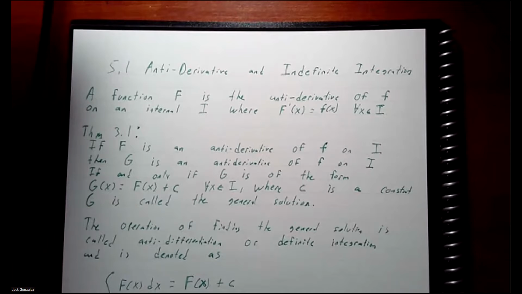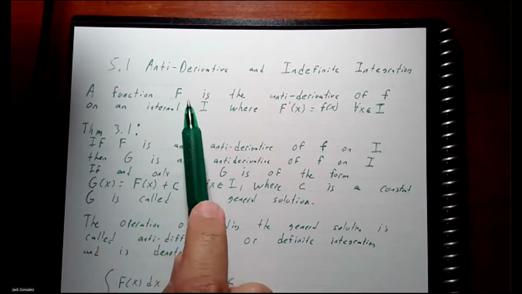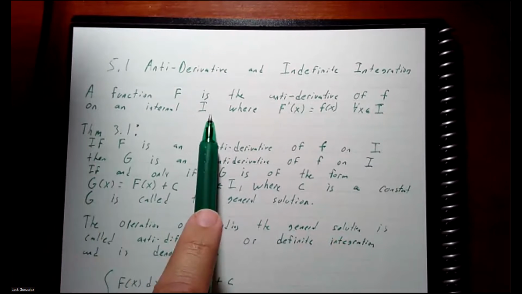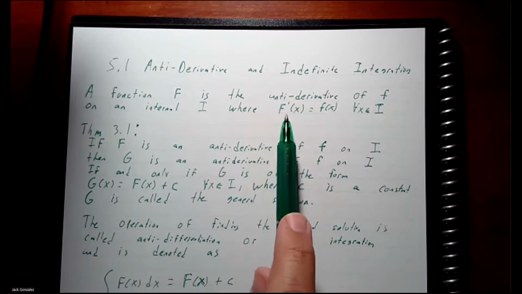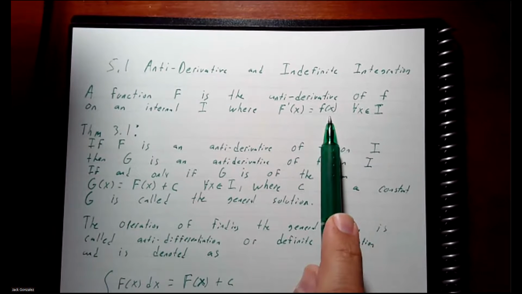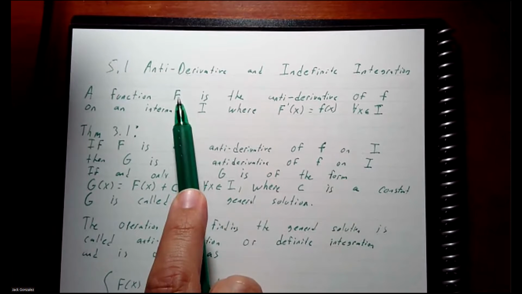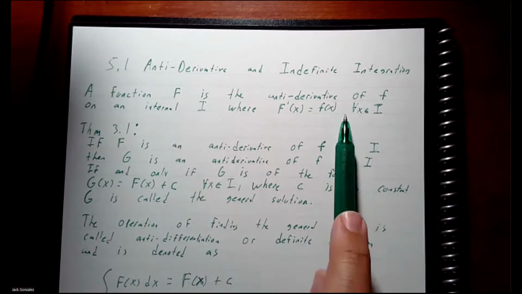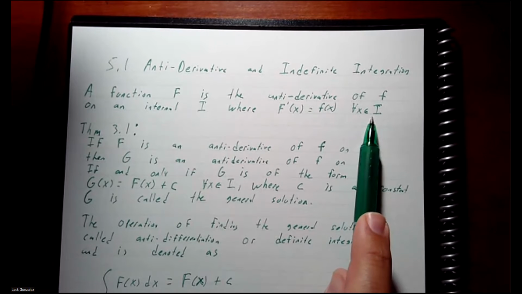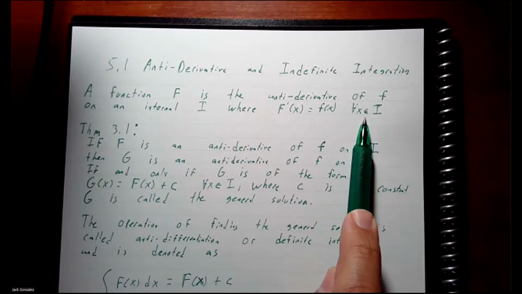So this is just the formal definition here. A function capital F is the antiderivative of lowercase f on some interval I, where the derivative of capital F is equal to lowercase f. So the antiderivative of this guy is this. So you go backwards. This is math symbols for: for all x in the interval I.